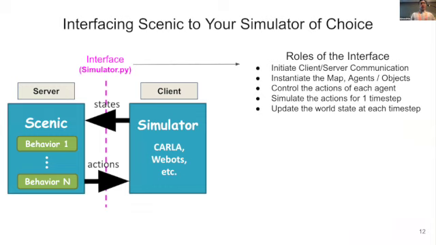So for each interface, we need to create a simulator.py, which we provide a template for. Within each template, we provide annotations as to what you need to fill out and the purpose of the function, which I'll show you in the next slide. The role of that interface is to, first of all, initiate the client-server communication between Scenic and your simulator of choice, and then be able to instantiate and create objects in the simulator through that communication protocol, control the actions of each agent, simulate the actions for one time step, and update the state of the world, and so on. So let me give you some examples.